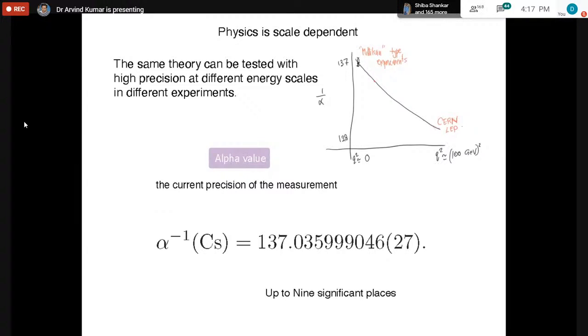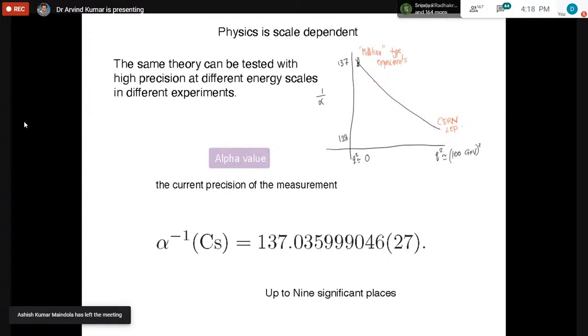Say, for example, from the old Millikan oil drop experiments and everything, you can know what is the QED coupling constant, which you all know is 1 by 137, which is essentially the famous alpha.